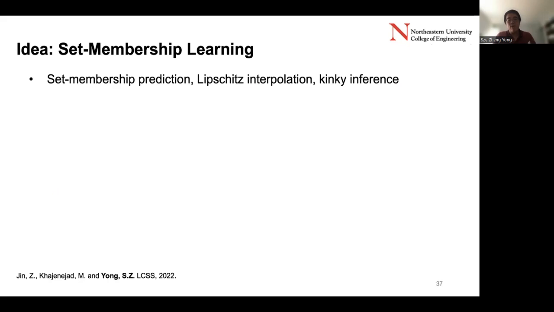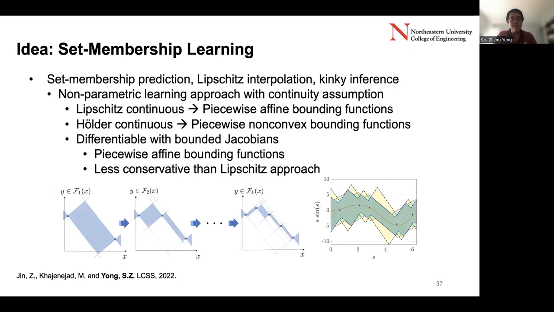So what we are doing here, which is tying back to the interval methods seminar, is set membership learning. There's this method that has a lot of names: set membership prediction, Lipschitz interpolation, kinky inference. Essentially, this is just a non-parametric learning approach that bounds the unknown function from the top and bottom. So it's an interval bound.